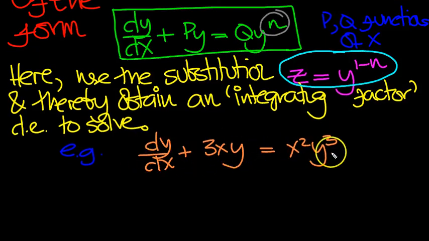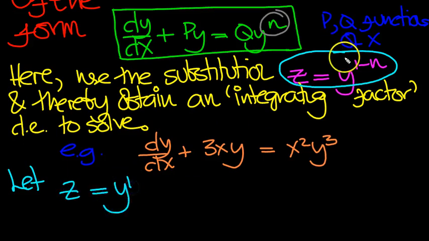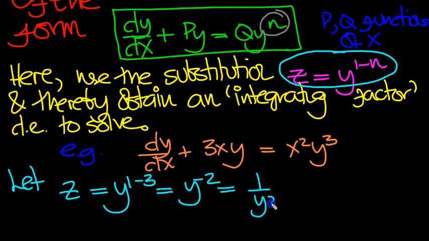Take this simple example here. We can see it's in the correct form to be Bernoulli's equation. We can see the value of n corresponds to 3, doesn't it? So here we do the substitution then. Let z equal y to the 1 minus n, wasn't it, here? And n is the value of 3. So z is equal to y to the minus 2, and that's equal to 1 over y squared.